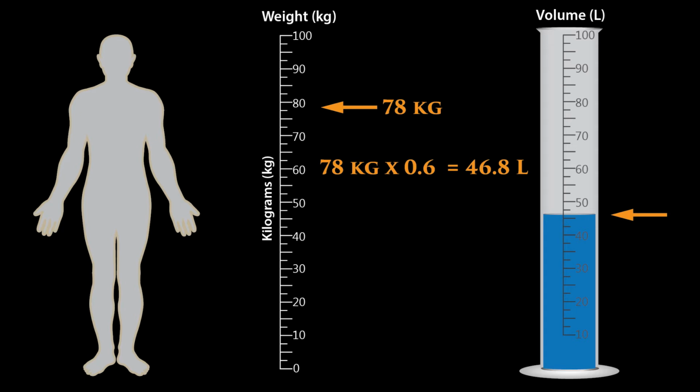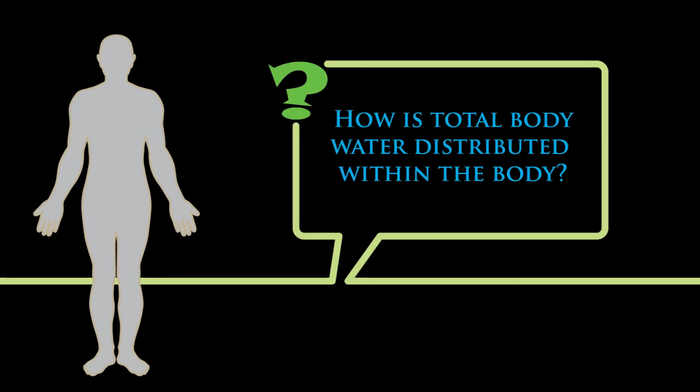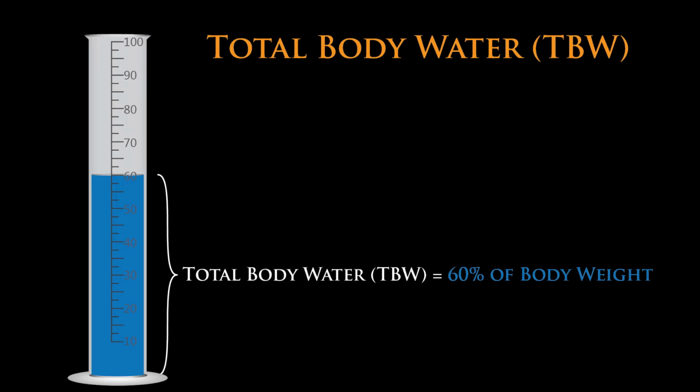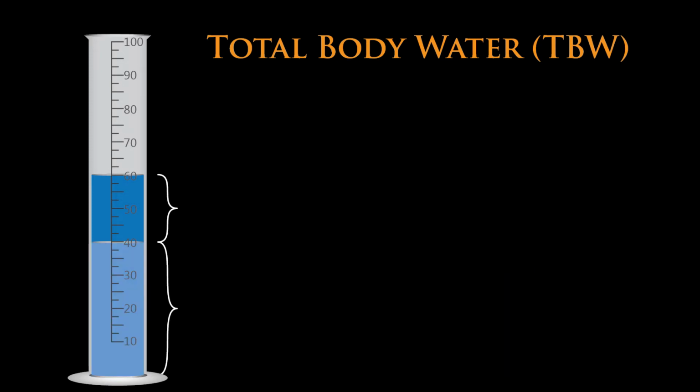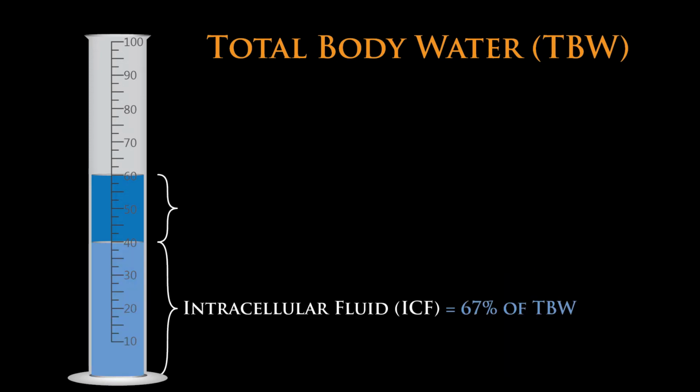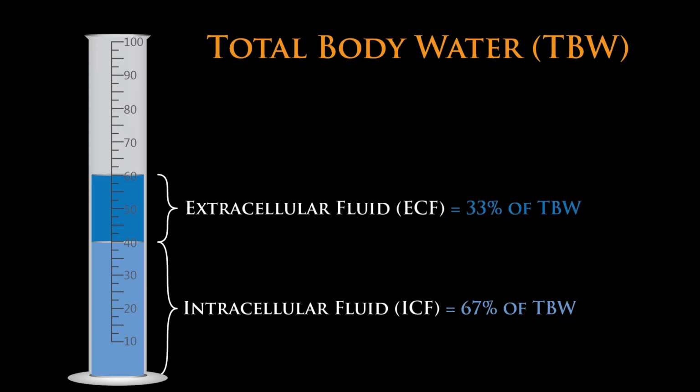Now let's move on to the next question. How is total body water distributed within the body? Well, total body water is divided into 2 main compartments. 2/3 or 67% is located in the intracellular fluid compartment, which is abbreviated ICF, while the other 1/3 or 33% is located in the extracellular fluid compartment, which is abbreviated ECF.